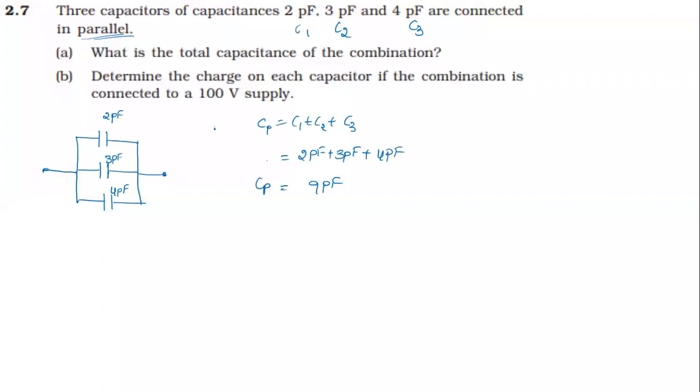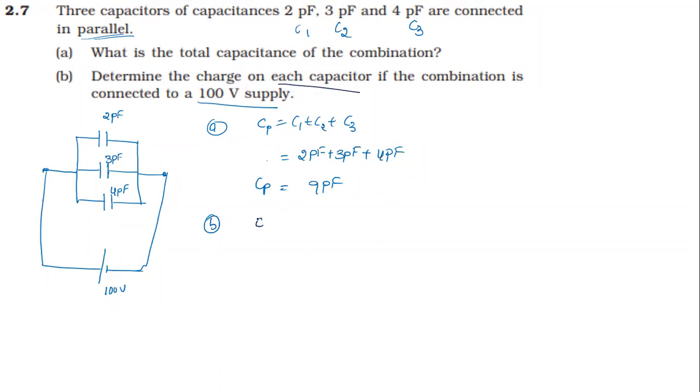Now, what about the B part? Determine the charge on each capacitor if the combination is connected to a 100 volt supply. So I'm going to connect it to a battery of 100 volt supply. What is constant here? Potential is constant, means voltage is constant. So for this part, I need to find out the charge on each capacitor. Finding the total charge is not required, directly I'll go for the charge on each capacitor.